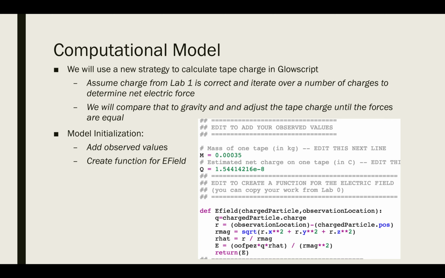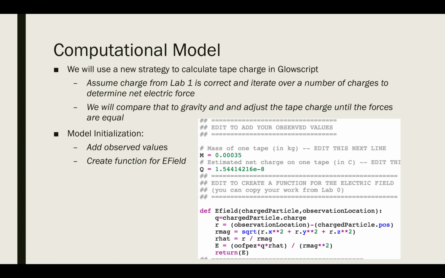Finally, let's take a look at my computational model. Again, we're going to be using a new strategy to calculate tape charge in GlowScript. First, I built my model using the Q value I found from Lab 1. I just assumed that one was correct and then started iterating over a number of point charges along the tape. In this case, I used 10 point charges to determine the net electric force. I'm then going to compare the net electric force to gravity and adjust the tape's charge until I find a value for which the forces are equal and the tape is in equilibrium.